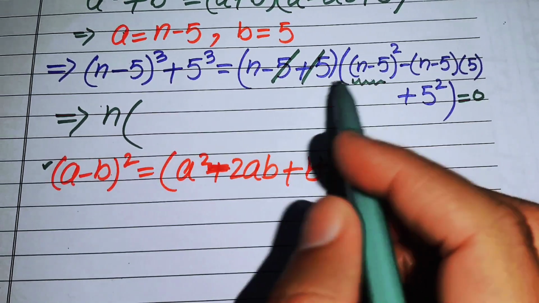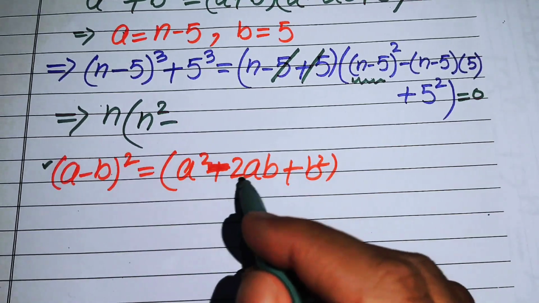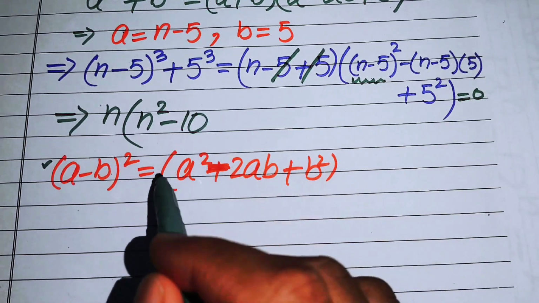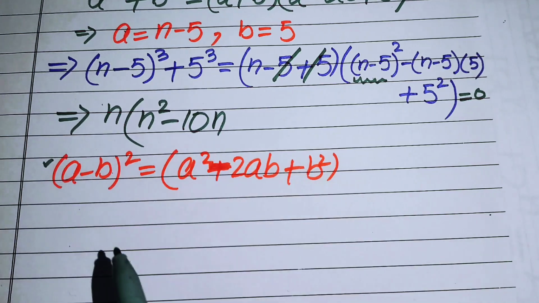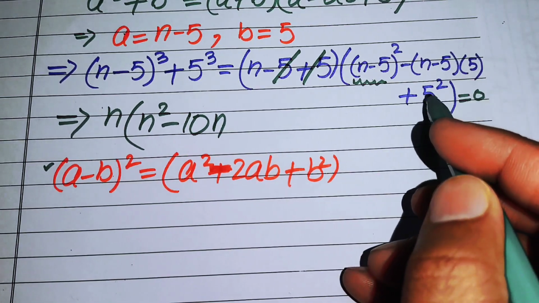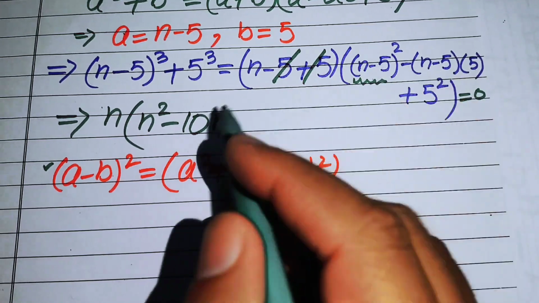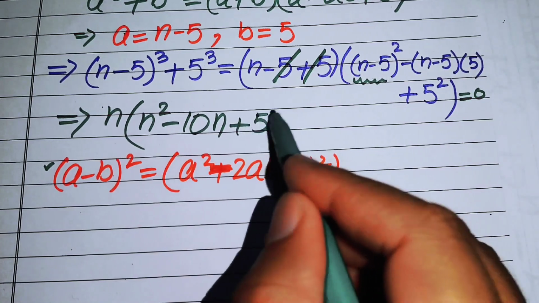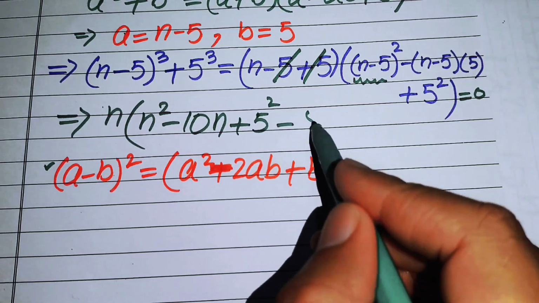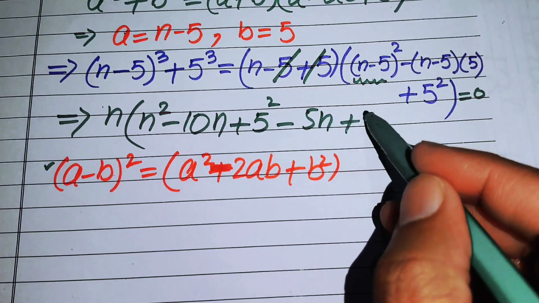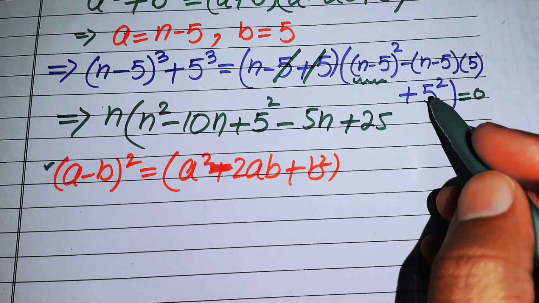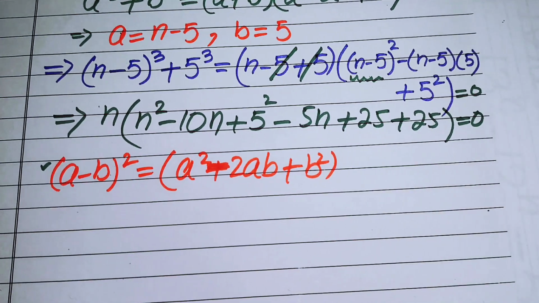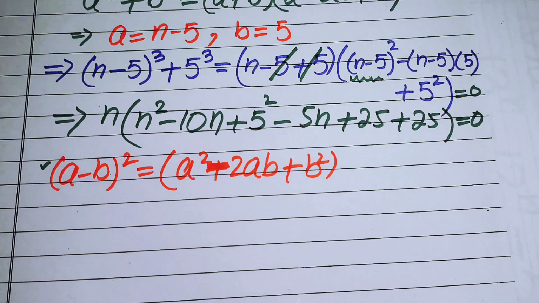Now we will apply this nice identity in this term. So you get n squared minus 2 times ab, and we have minus 10 times of n, and we will just multiply this 5 by this term, and you will get, so here you have n squared minus 10n plus 5 squared, and we multiply this 5 on these terms, and you get minus 5 times of n plus 25, and we have the square of this 5 is again 25, and this whole equation equals to 0.